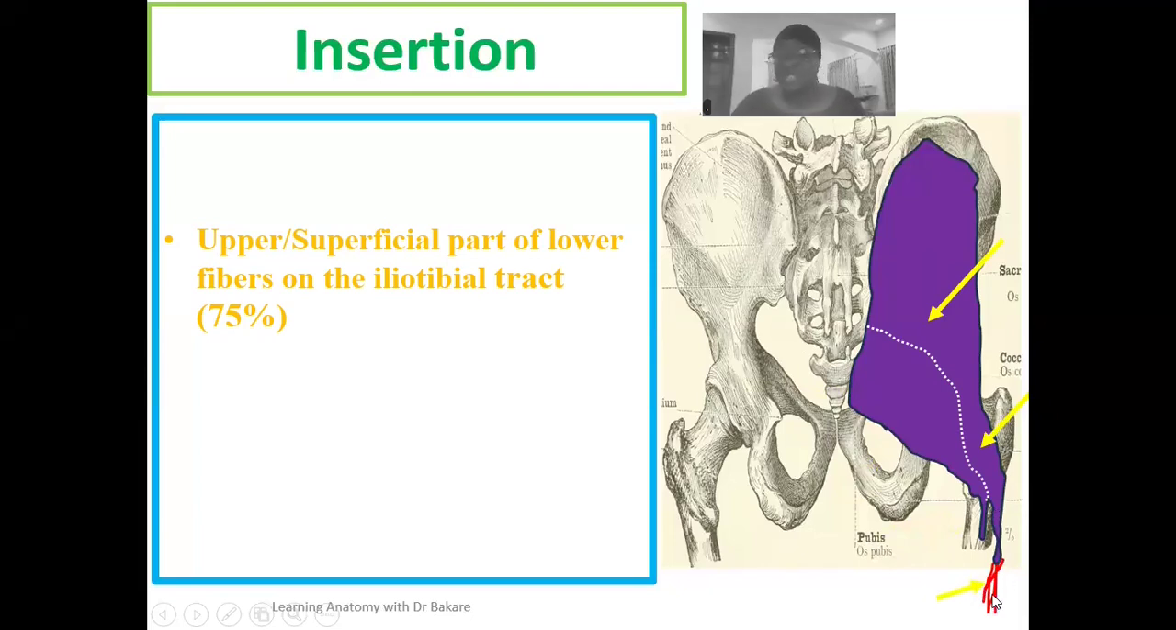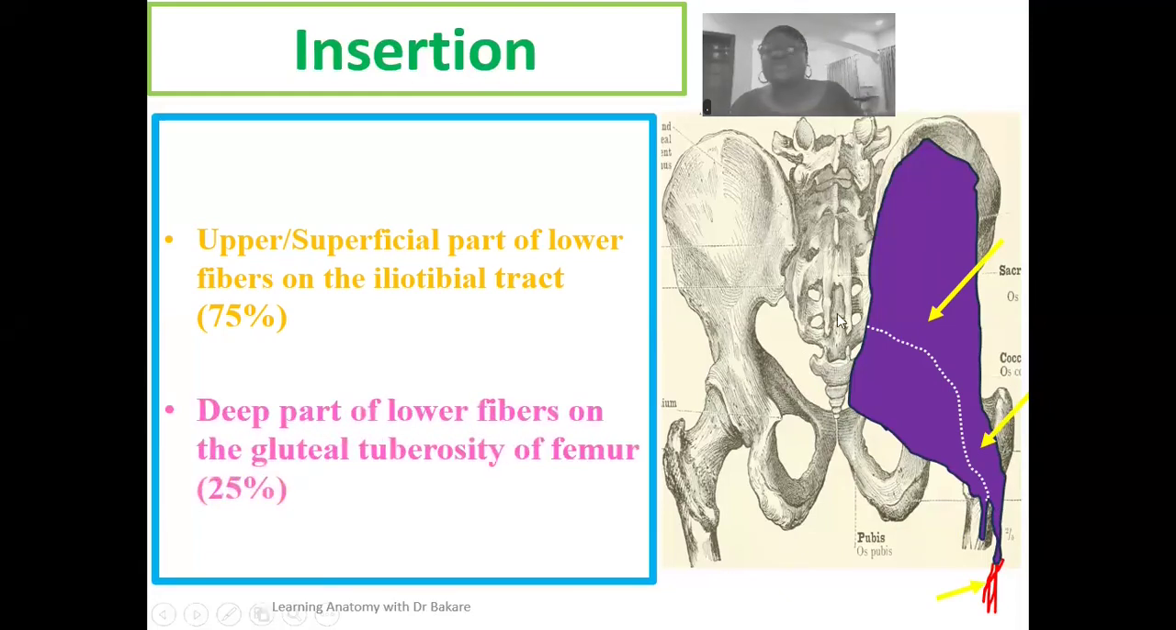This is where we have the iliotibial tract here highlighted in red. This iliotibial tract is a band that is located on the lateral edge of the thigh. And this is where you have the bulk of the fibers of the gluteus maximus inserted upon. And you will see that it is indeed the bulk of these fibers because it is taking up like 75% of the entire gluteus maximus.